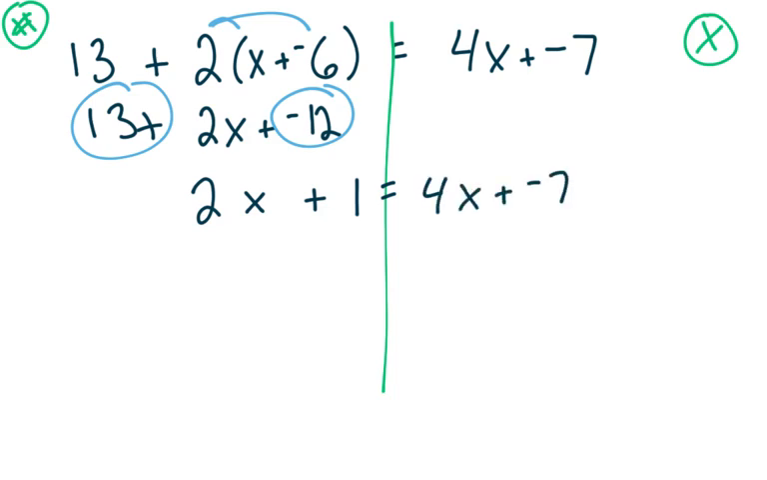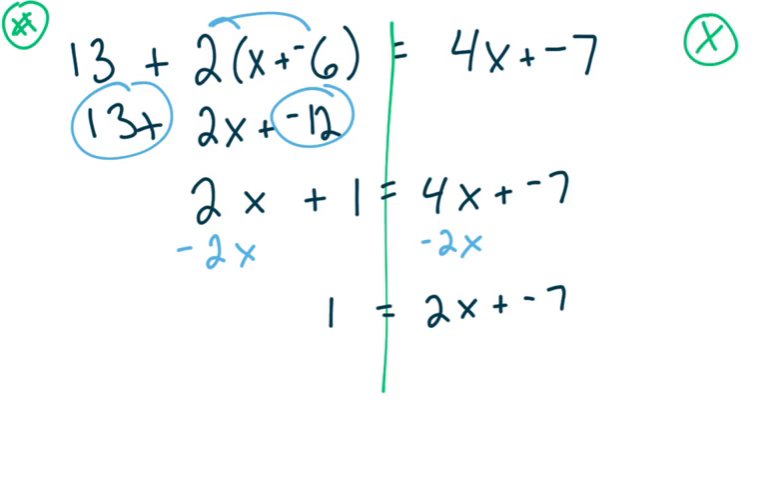So go ahead and pause the video. See if you can try the rest of this, and then press play when you're ready to check. Hopefully you just looked at this and you realized that the first thing you needed to do was to move this 2x off of the left side over to the right side. So you take away 2x's from the left. If you do it to the left, you have to do it to the right. So I'm left with 1 on the left side, and I have 2x plus negative 7 on the right.